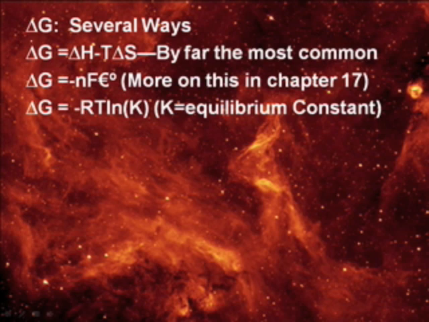Well, last time we learned delta G equals delta H minus T delta S. That's this first one, by far the most common of all the equations. Now, you're going to learn a new one when we talk about electrochemistry.